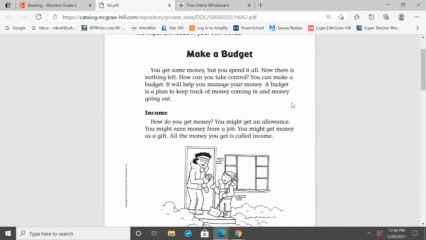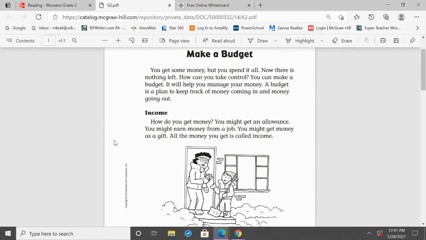Make a budget. You get some money, but you spend it all. Now there is nothing left. How can you take control? You can make a budget. It will help you manage your money. A budget is a plan to keep track of money coming in and money going out.